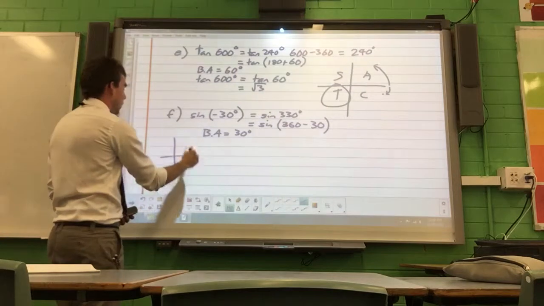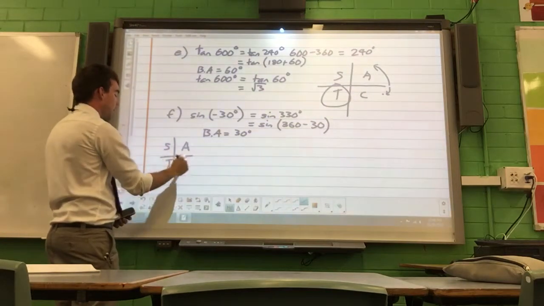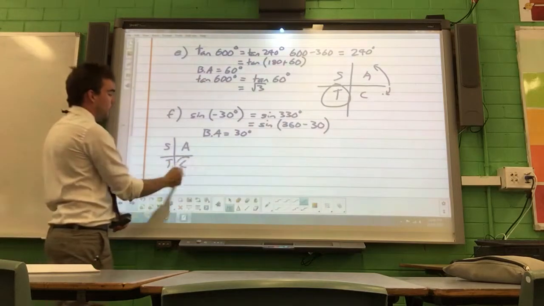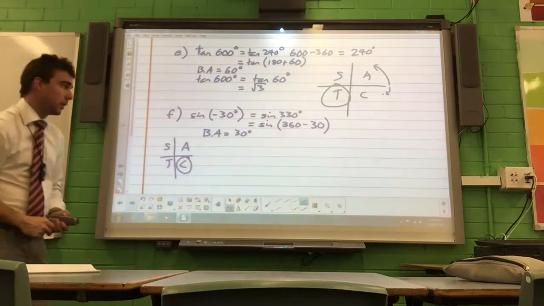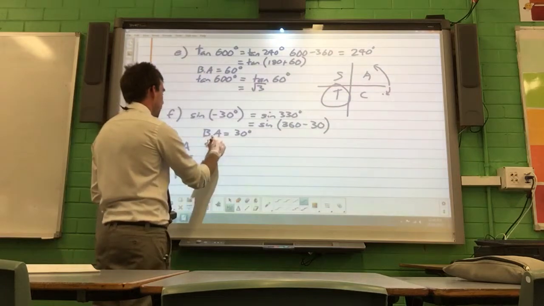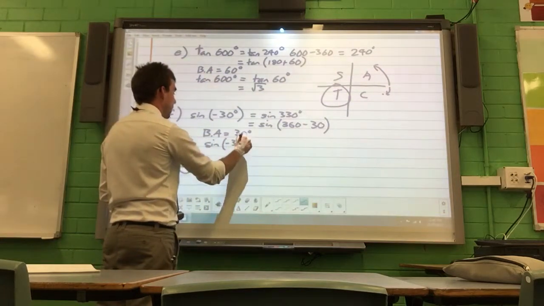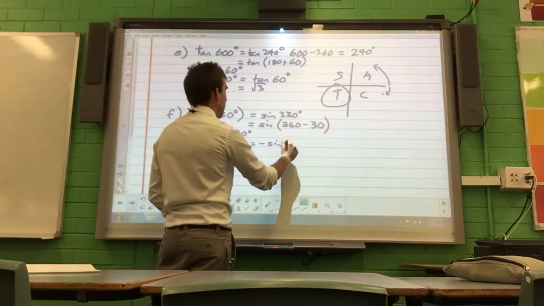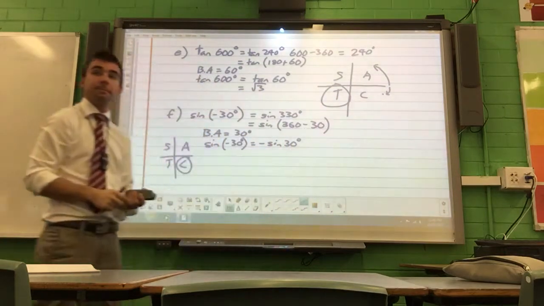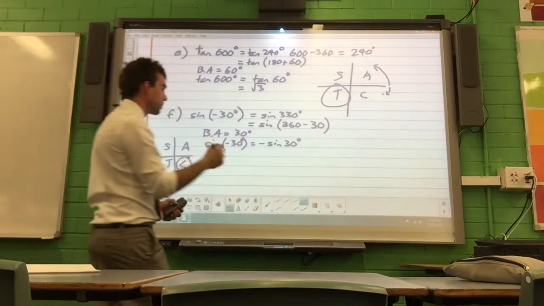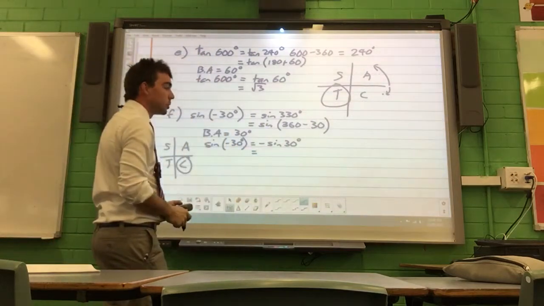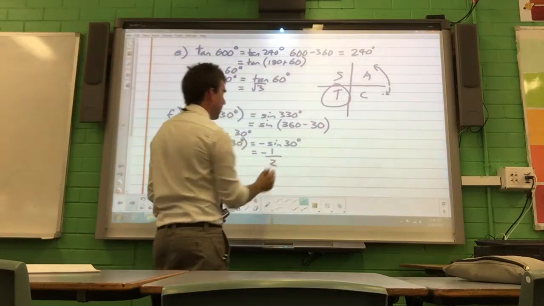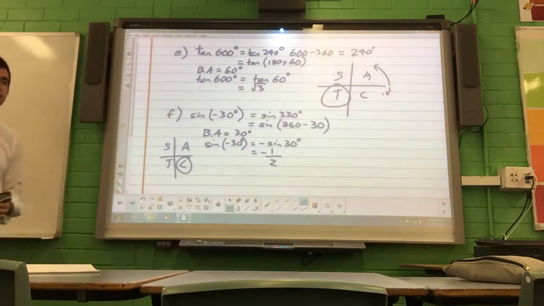Do a quick sketch, showing that you are considering the sign of your answer. So you are in the fourth quadrant and only cos is positive. So sine of negative 30 degrees is going to be equivalent to negative sine of 30 degrees. Sine of 30 is half, so negative sine 30 is going to be a negative half.